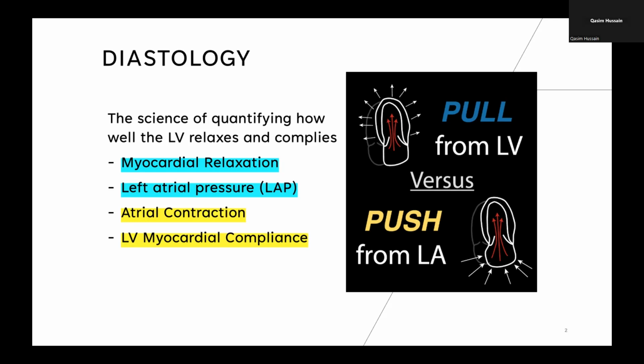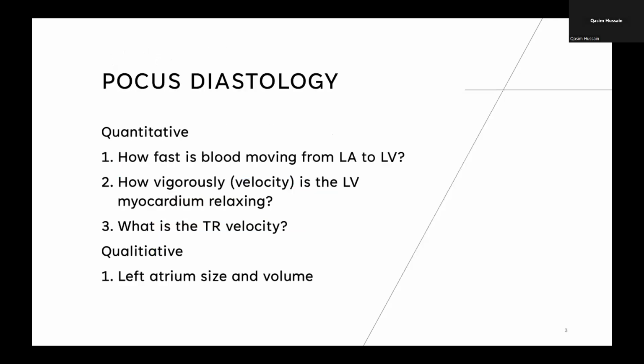And that's what a lot of this boils down to, and what we'll dissect throughout this presentation. So from a point of care perspective, what can we do with the ultrasound? There's a couple of different measures we can do just at the bedside, split into quantitative and qualitative.